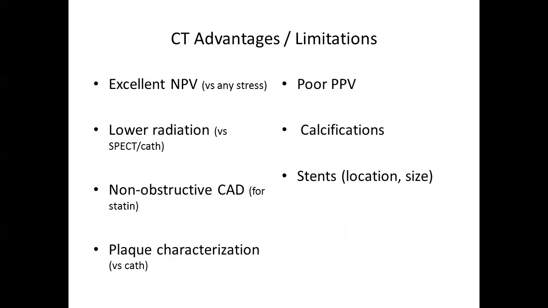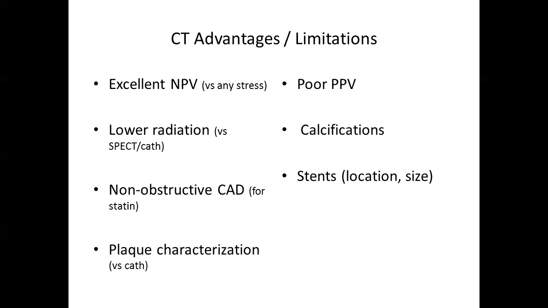Okay, just to summarize: CT has excellent negative predictive value versus any stress. Remember, stress is about 85%, MRI goes to about 90%, and CT you're going to get 99%. Low radiation, as opposed to SPECT or CAT. You get the non-obstructive CAD information. So with your young patients, you can say, well, you don't have obstructive CAD, but maybe you need a statin or something. Versus CAT, you're getting your plaque characterization and your positive remodeling information, which can look totally normal on a CAT.